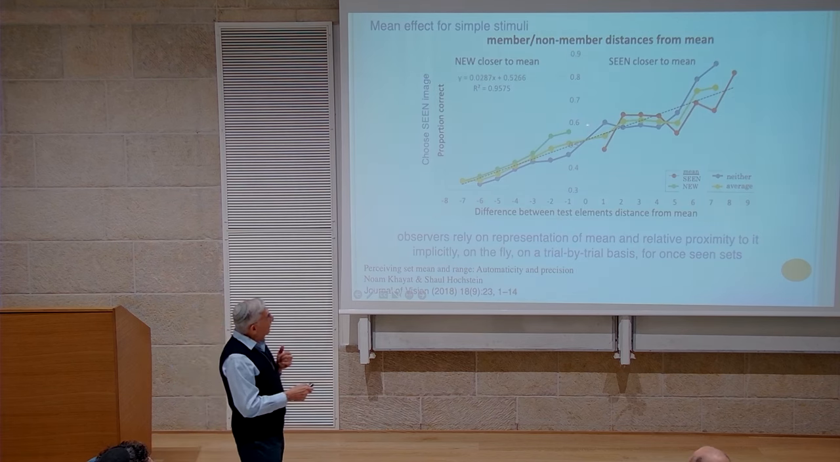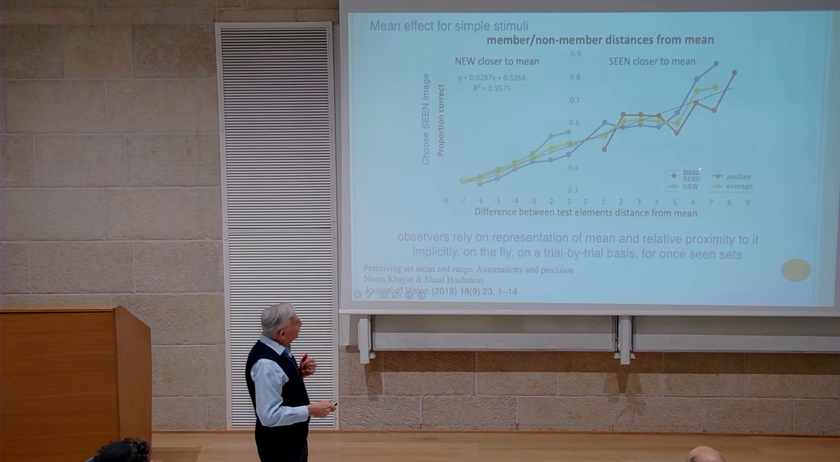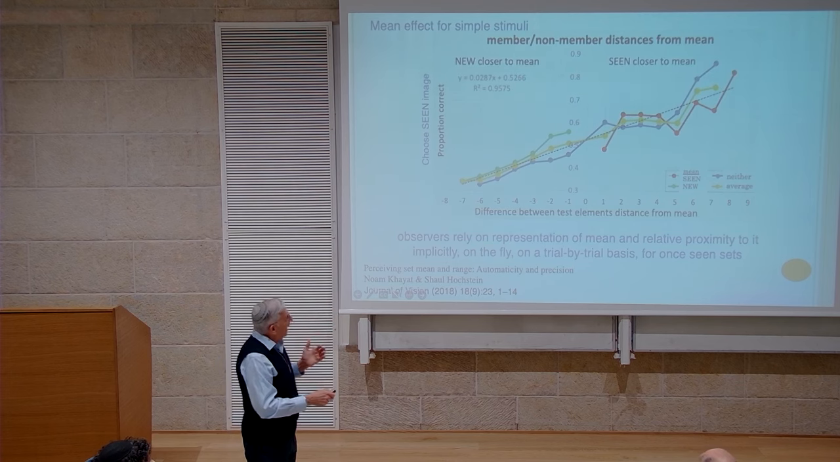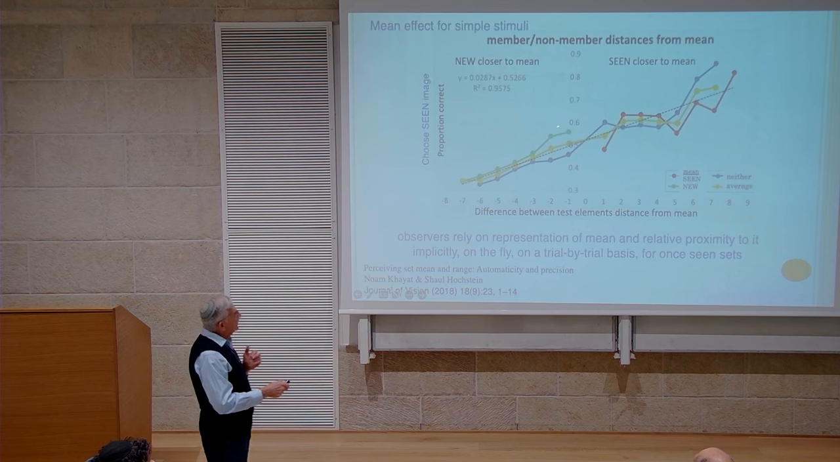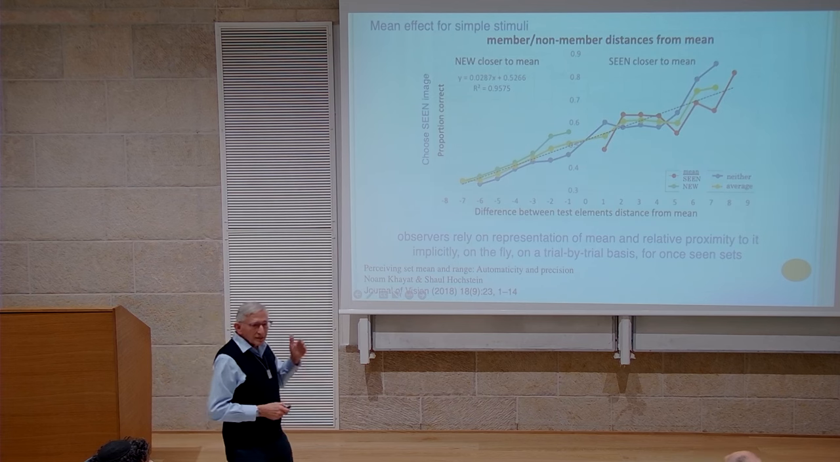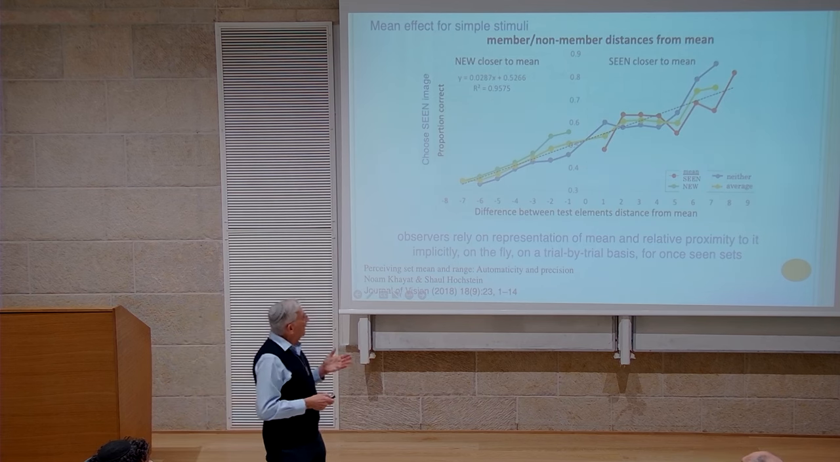And one of them might be, the red here, is when the seen is equal to the mean. So only the new one is changing its size here. Or here, the new one is equal to the mean and the seen one is changing. Or neither one is equal to the mean, that's the blue, and the yellow is the average of all this. So we get this nice dependence on the distance from the mean.